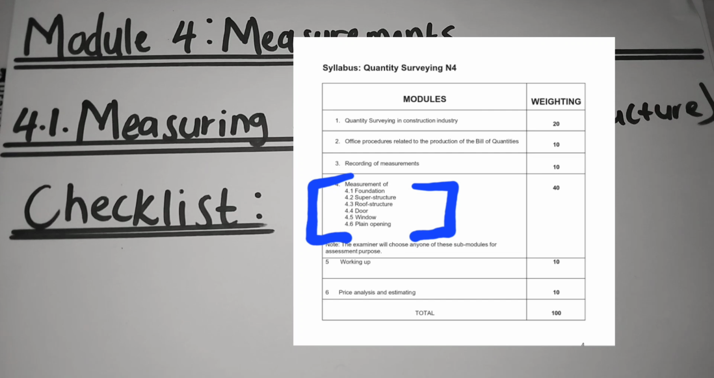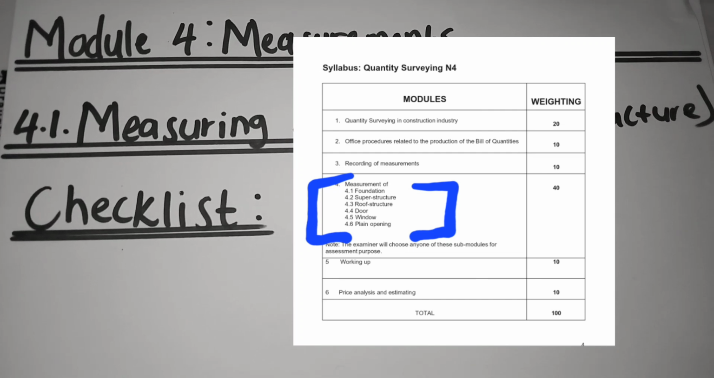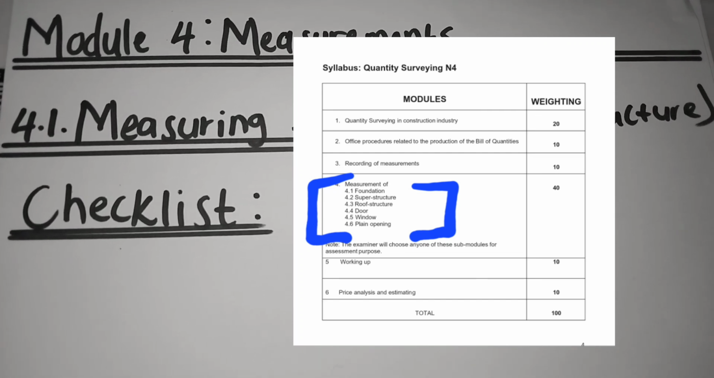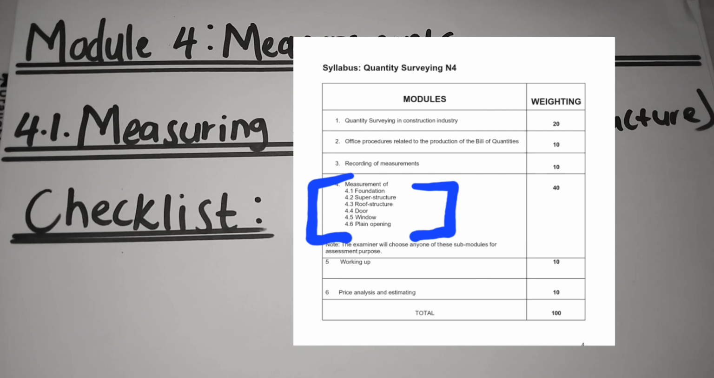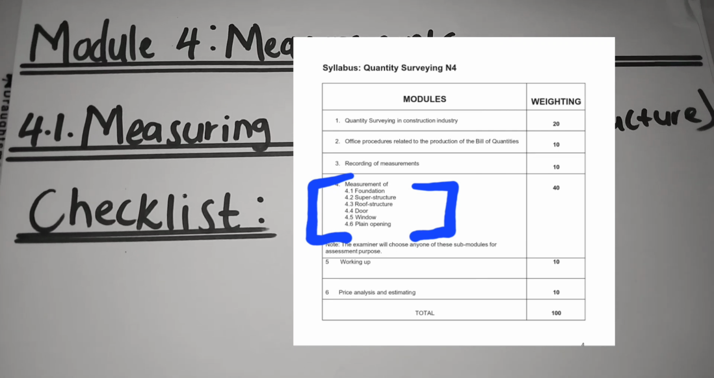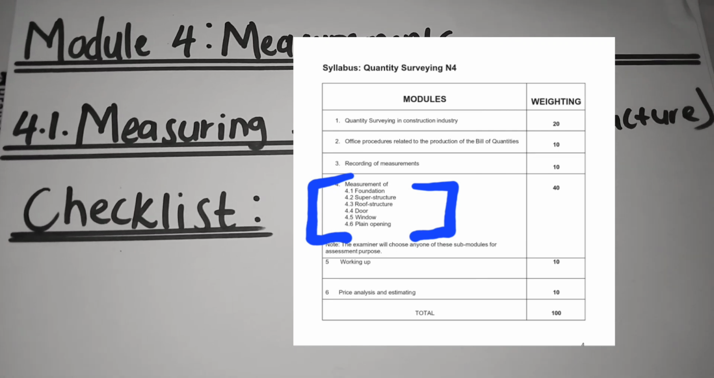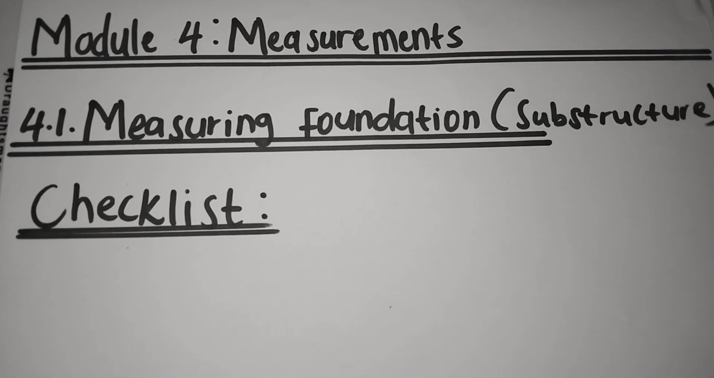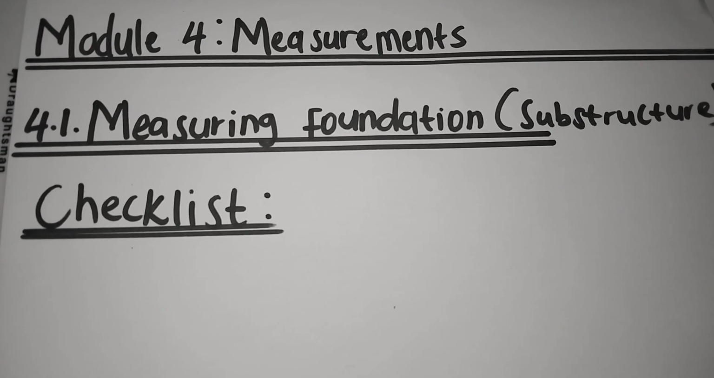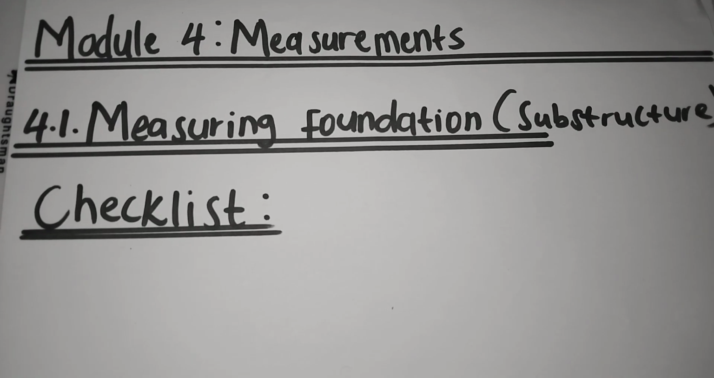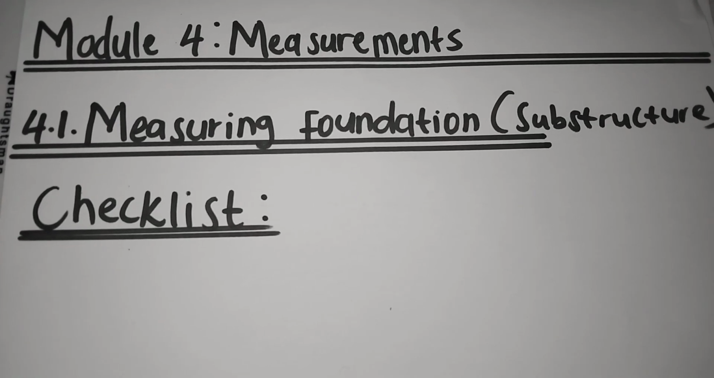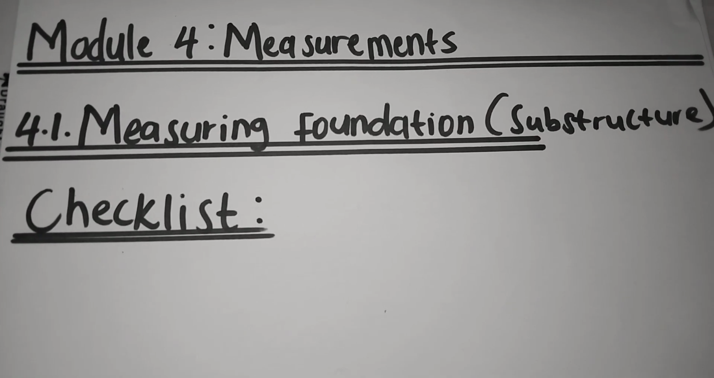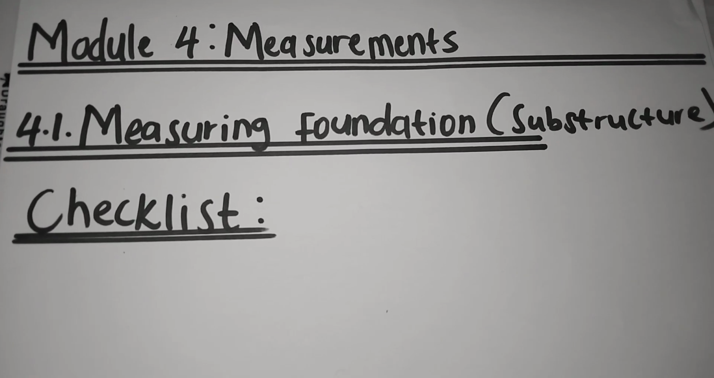So in quantity surveying module 4 of measurements, we have measurements of foundation, which is also known as a substructure, the superstructure, the roof, plane opening, window, door. What else am I leaving? Okay, I think that's it. You have to know all of those things by heart because you do not know which one the examiner might choose on your final examination. So you have to know everything.